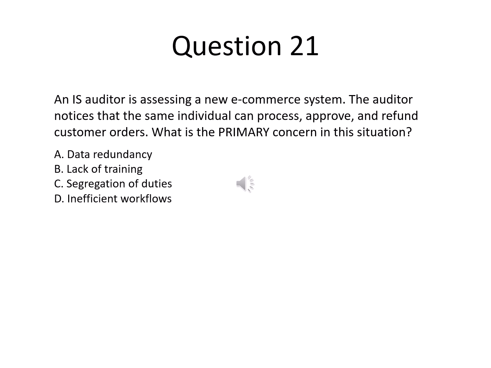Question 21. An auditor is assessing a new e-commerce system. The auditor notices that the same individual can process, approve, and refund customer orders. What is the primary concern in this situation? A. Data redundancy. B. Lack of training. C. Segregation of duties. D. Inefficient workflows. The correct answer is C. Segregation of duties.